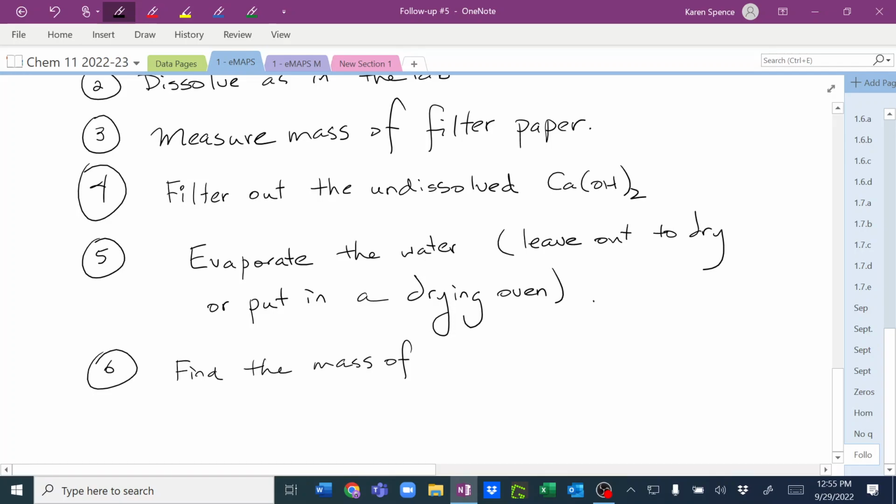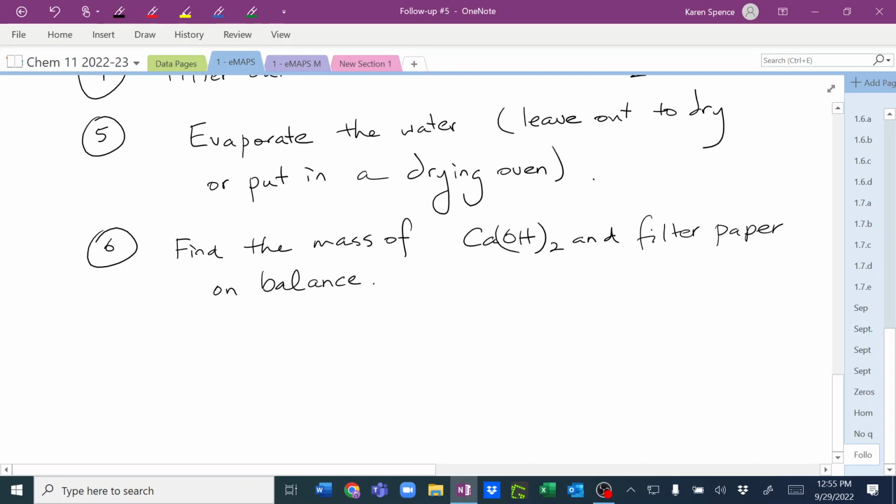And the thingy, so you're finding the mass of the Ca(OH)2 and the filter paper on the balance. Are you done? Yeah, you have to subtract the mass of the paper.